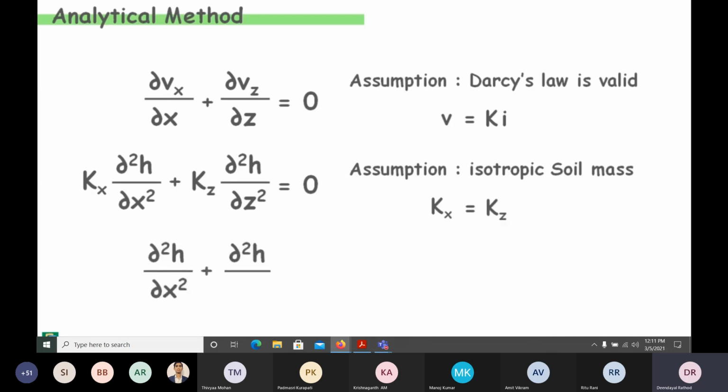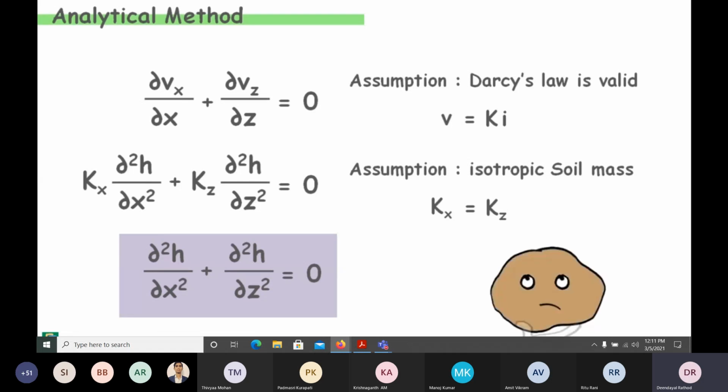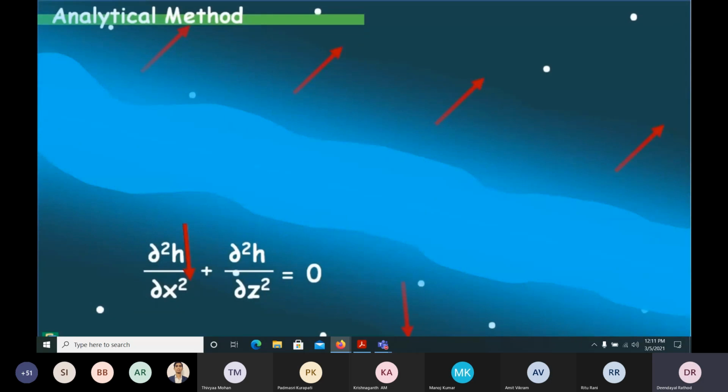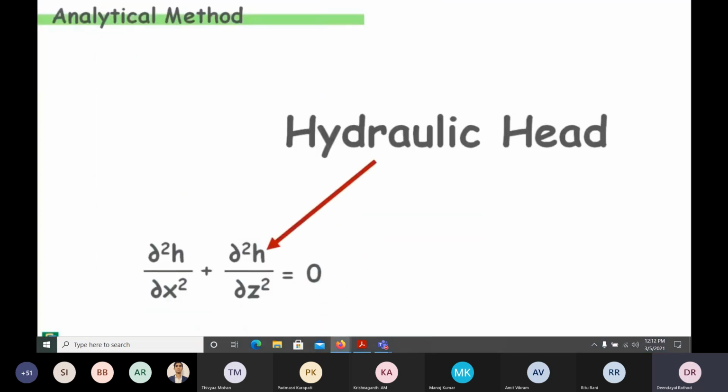So, finally we arrive at this neat and clean partial differential equation. This equation is called Laplace equation. But what do we have to do with this equation? Well, this equation describes the loss of energy through this space. And in our case, the energy is hydraulic head.